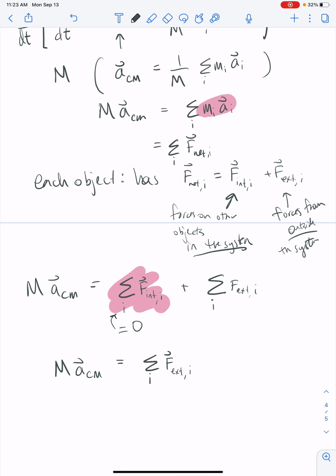Okay? In other words, the center of mass moves as though it's a point particle with mass M that's operated on by the net external force on the system.